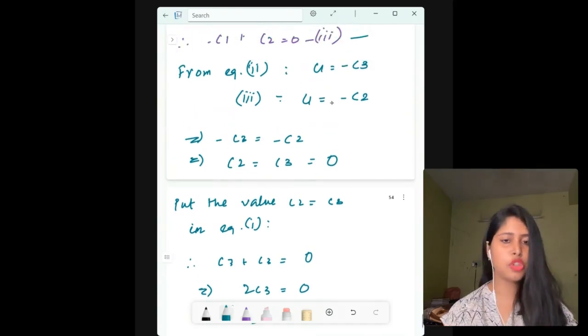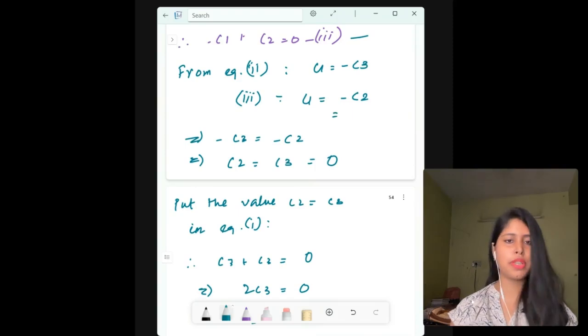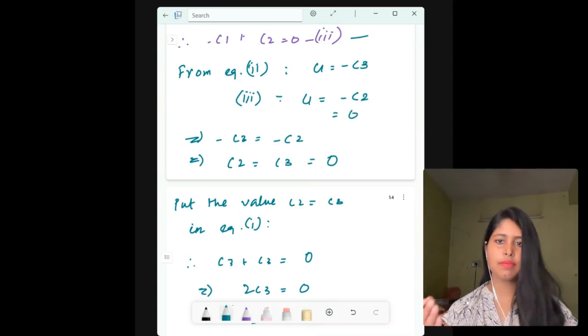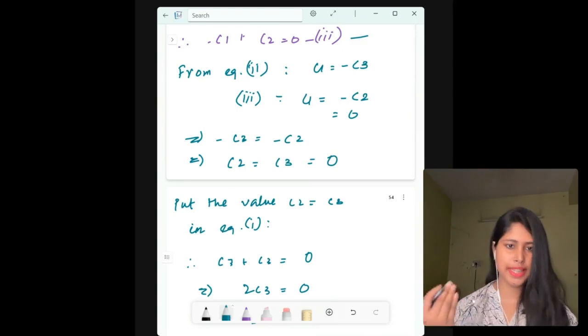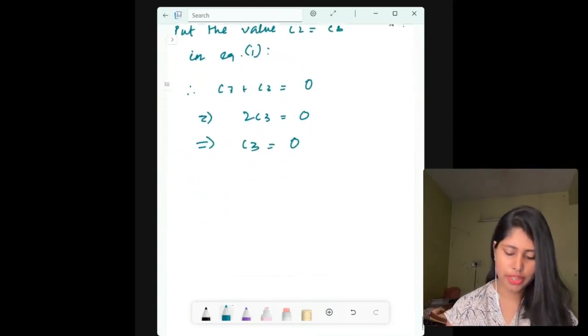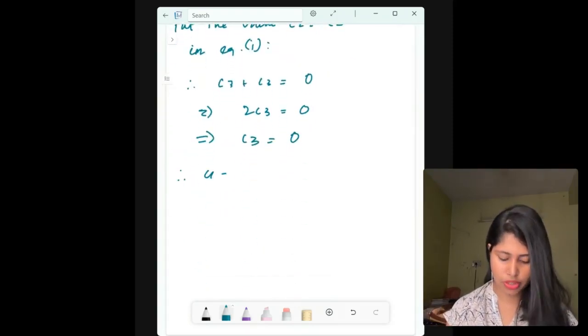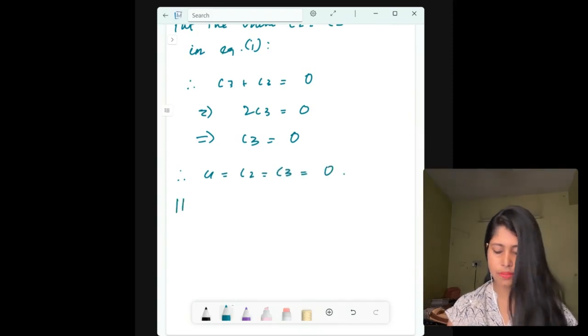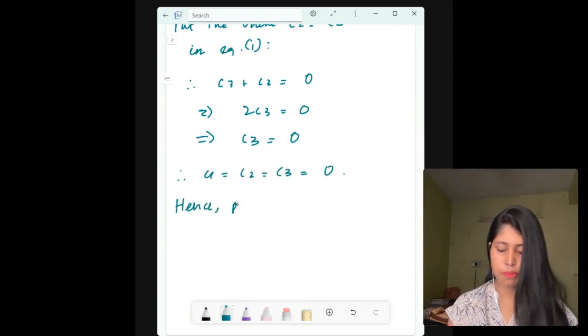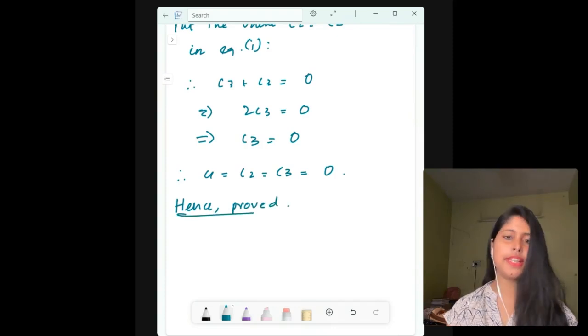Now C1 is equals to minus C2, where C2 is equals to 0, then C1 will also be equals to 0. Now hence from substituting all these values, we get that C1 is equals to C2 is equals to C3 is equals to 0. Hence we can say that the set is linearly independent, right? So we will write, therefore we can say that C1 is equals to C2 is equals to C3 is equals to 0. Hence proved that this is linearly independent.